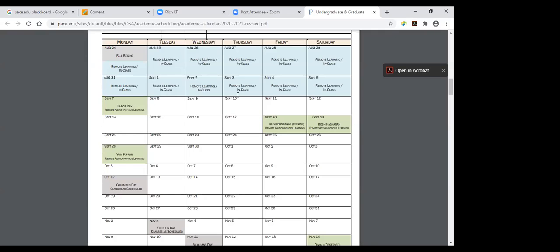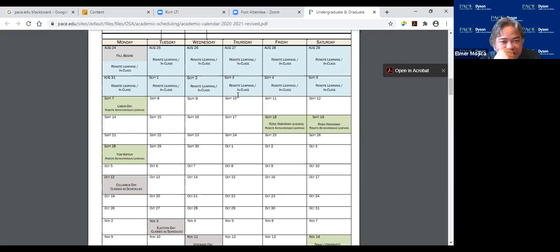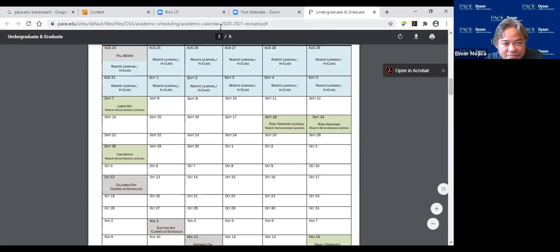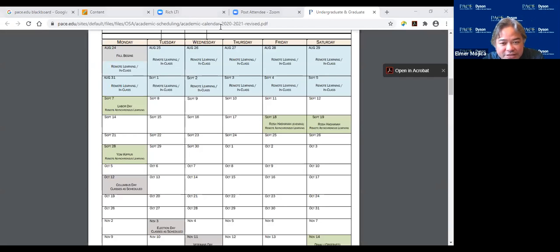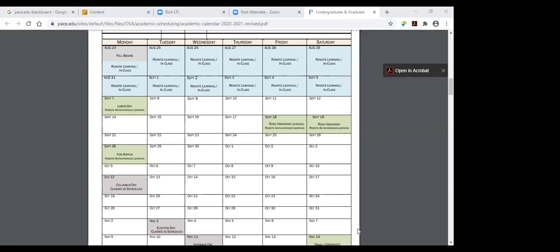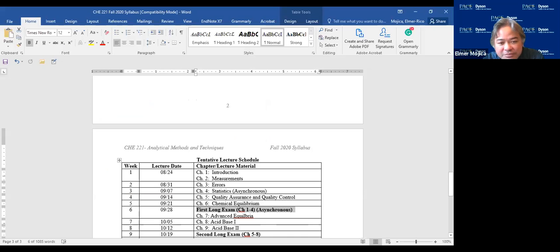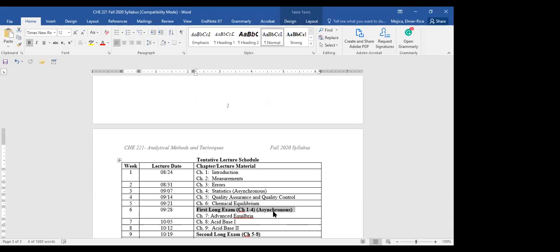So the first long exam moves from the 21st to the 28th? Yep. It was really a mistake, because the keyword that makes it a mistake is asynchronous. The asynchronous time that we have is not on the 21st, but on the 28th. So it should be there on the 28th. All right, I understand. Thank you.